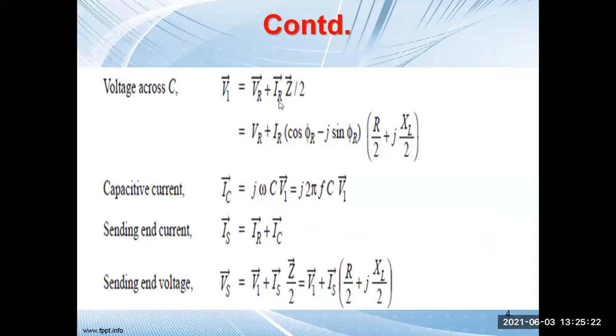Next, IC will be equal to j omega C into V1. Then sending end current Is equals IR plus IC, and Vs will be equal to V1 plus Is into Z by 2. We'll write those things, so I will go to the board. Here we'll again redraw that circuit, because without the circuit we cannot proceed.